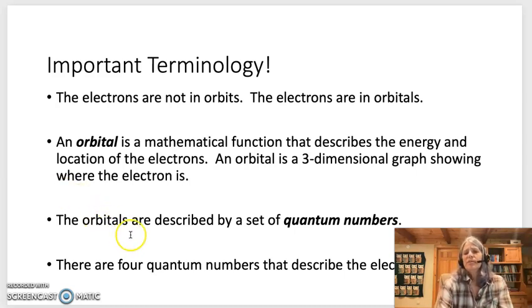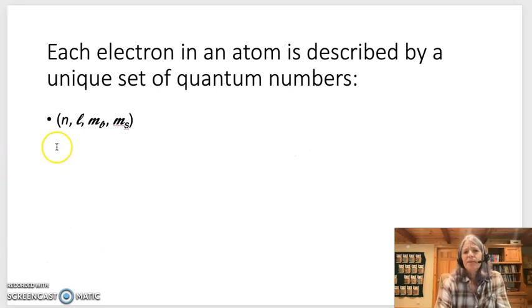And these orbitals are described by a set of quantum numbers, and we identify each electron in an atom by 4 quantum numbers. Every electron has its own unique set of quantum numbers. And these are what they are called: n, l, m sub l, and m sub s. That's how we say those terms. So if we wanted to identify a particular electron in an atom, we would list the 4 quantum numbers in this order.